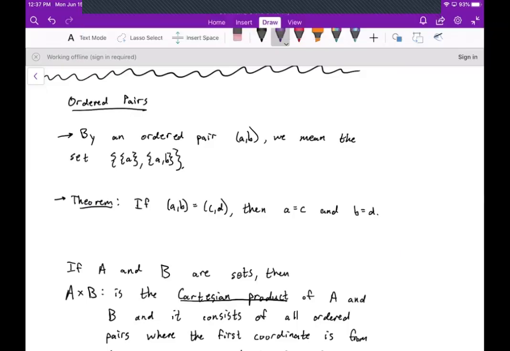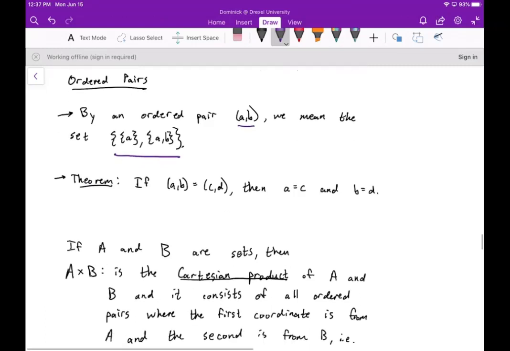Okay, guys, welcome. So today we're going to talk about ordered pairs. Now, in this course, when we consider an ordered pair (a, b), we're going to mean the set where we have {a} and then the other set {a, b}, and the set containing those two sets.